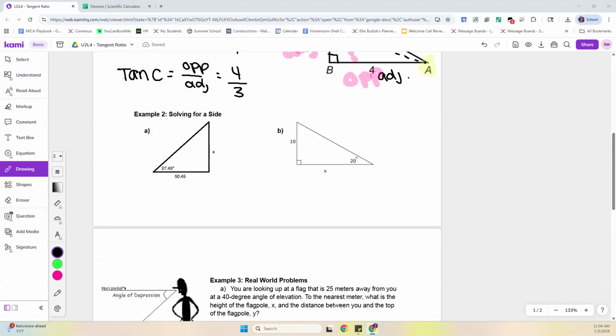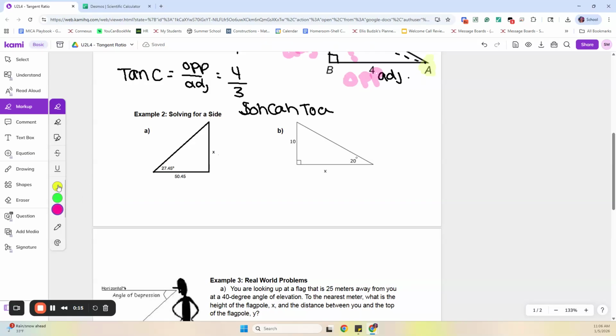For example 2, now we want to solve the side. So again, we're still talking about SOHCAHTOA, so I always like writing that up at the top of my paper. So for this first one, again, I always look at my angle. Here, the angle they give me is this 27.45 degrees.